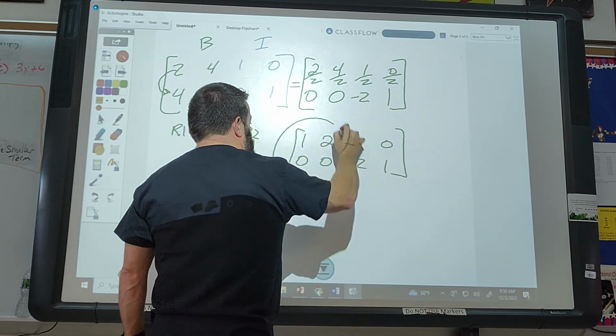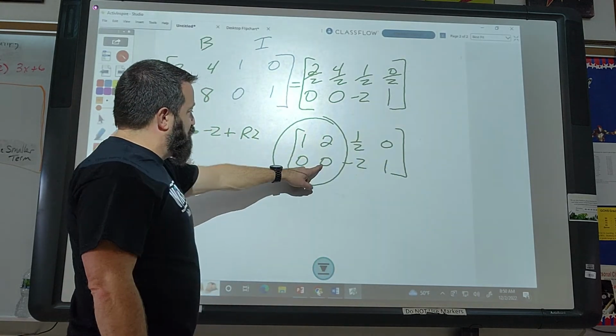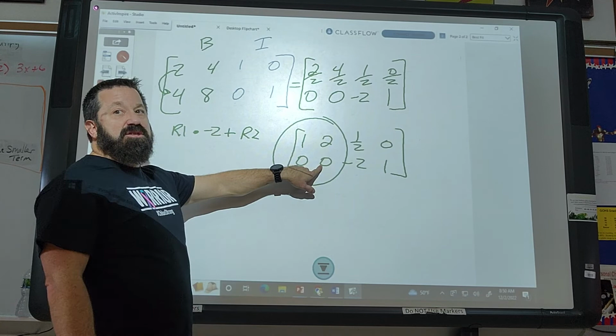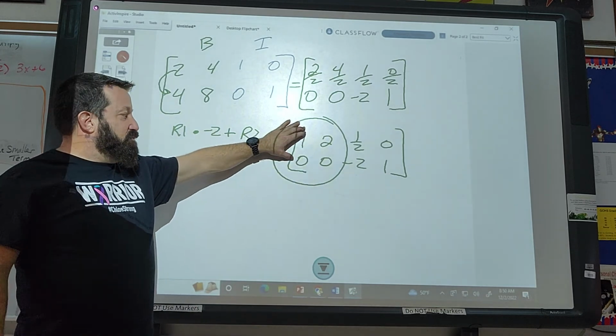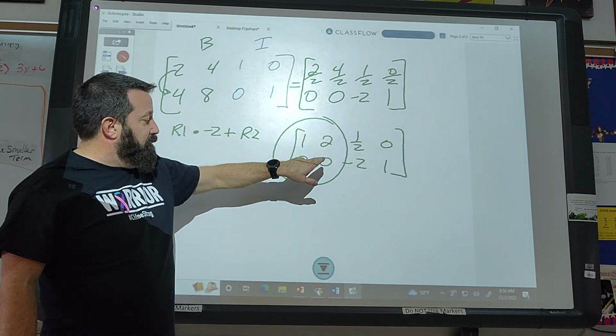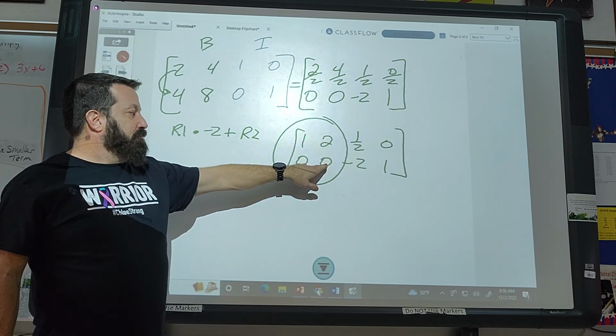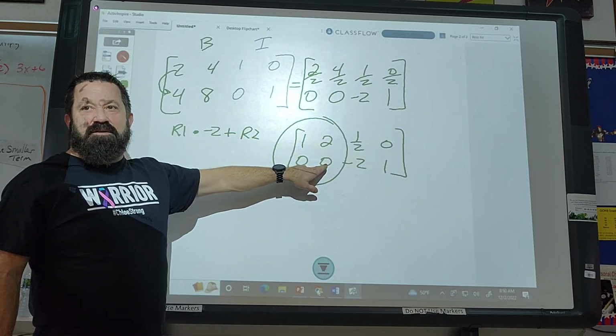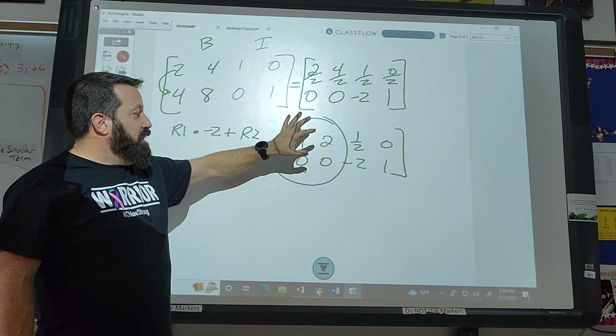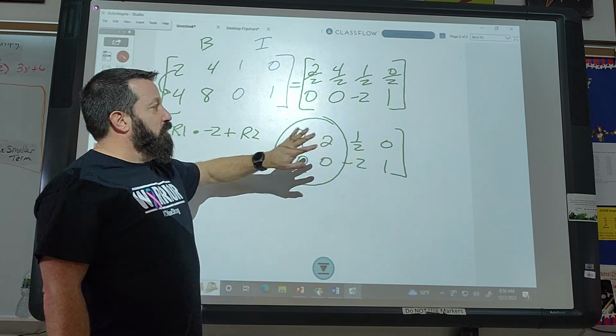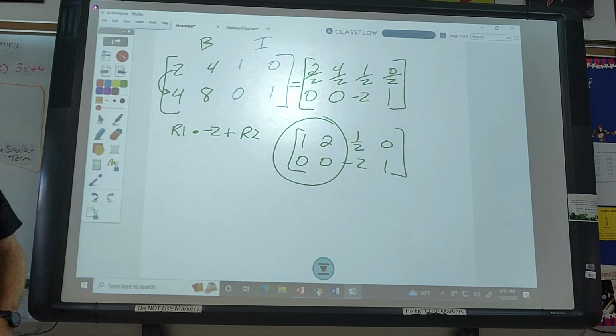But this is what I'm focused on. I've got to somehow turn that into a 1, and there's no way to do that at this point. Usually, once I'm done with this column, I get on this column. If I want to turn that into a 1, I just divide by it. And I can't do that. Can't divide by 0. So this one is not possible. There is no inverse to matrix B. There's nothing you can multiply it by and get the identity matrix for an answer.